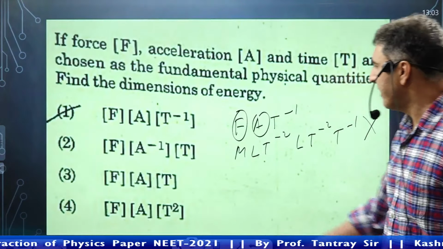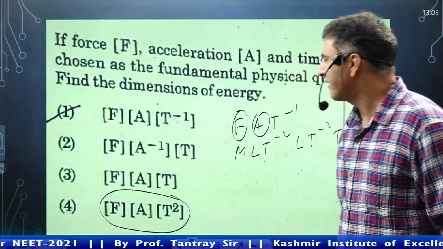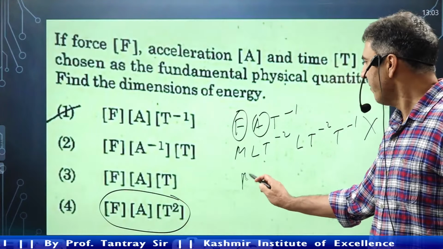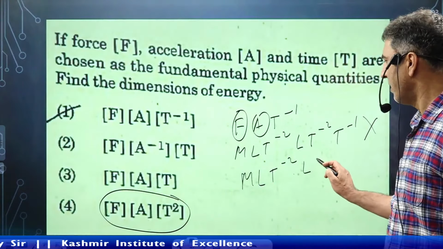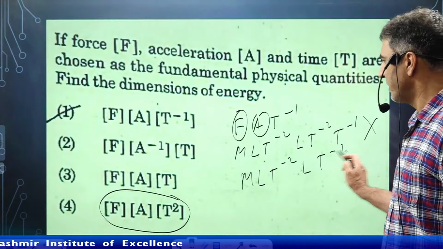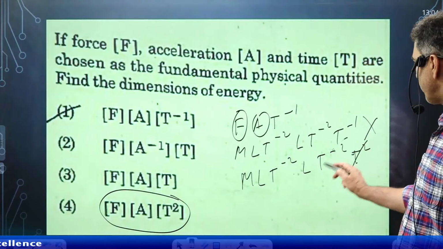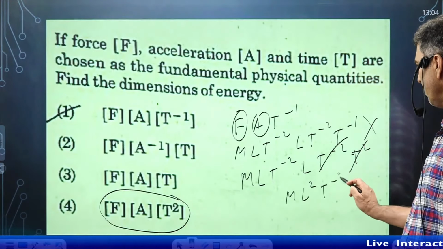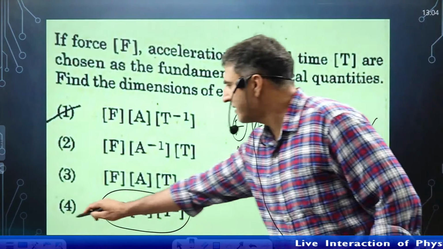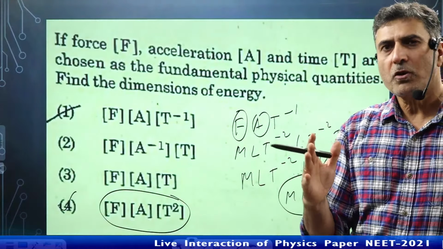Let me check the fourth, because I feel this should be the answer. It's just a feeling. m L T minus 2 is force, L T minus 2 is acceleration, T square. T square and T square cancel because plus 2 and minus 2. It is m L 2 T minus 2. That's energy. So fourth should be the answer. By this technique, you can solve the question in half a minute.